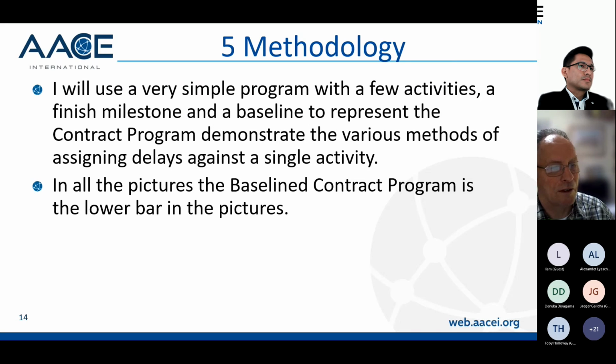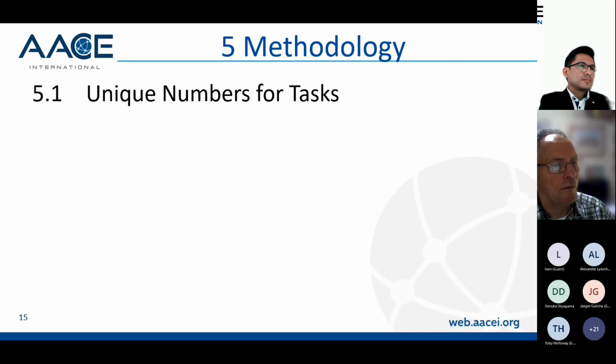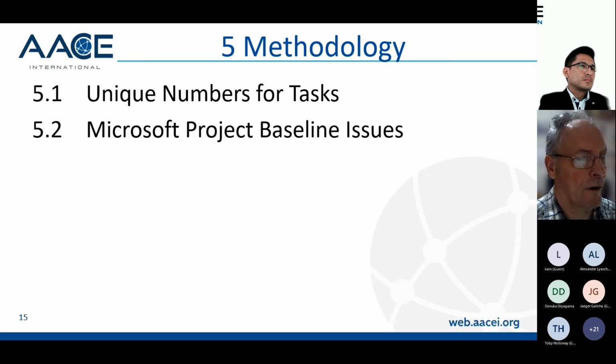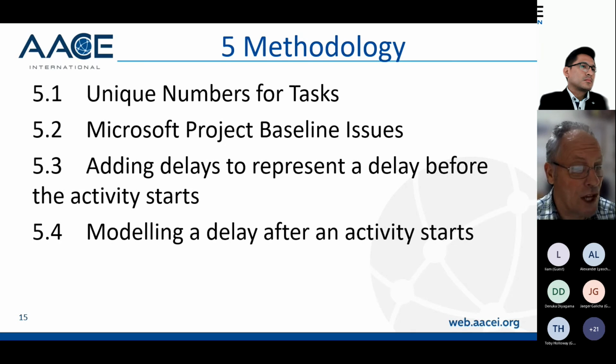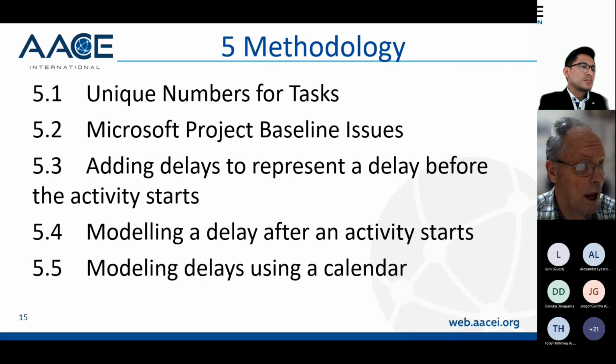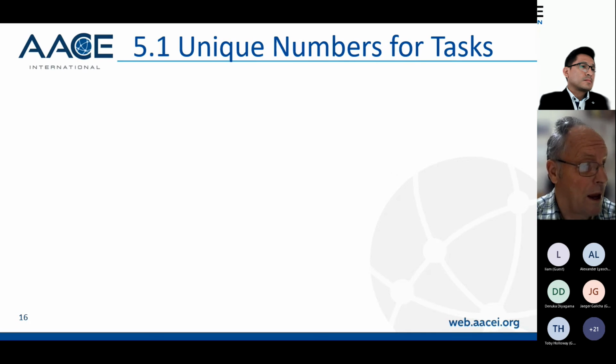In all the pictures, the baseline is the contract program. It's the lower bar in the pictures. So before we start, I'm going to talk about unique numbers for tasks, Microsoft Project baseline issues, and then I'm going to talk about adding delays to represent a delay before an activity starts. I'm going to talk about modeling delays after an activity starts. And I'm talking about modeling delays using a calendar. And then we've got a couple of other topics to talk about after that.